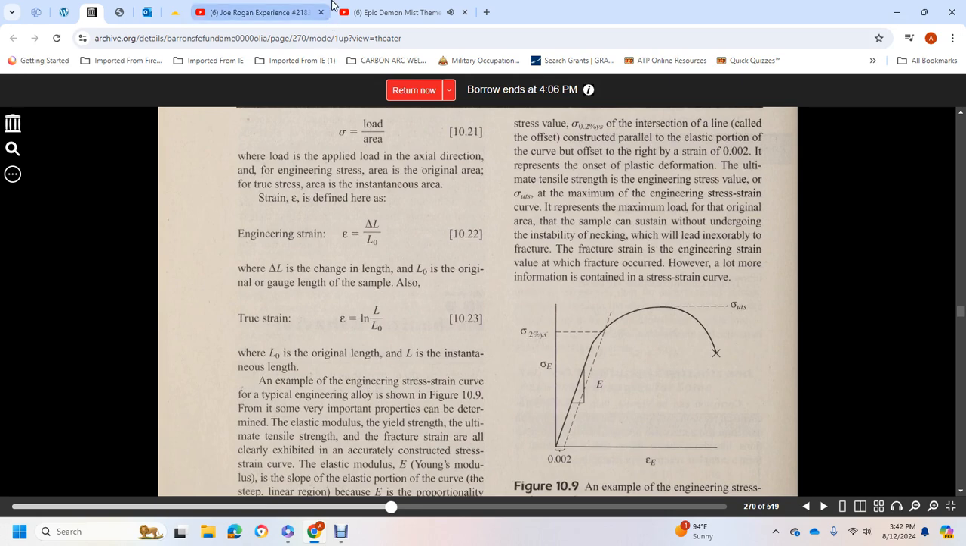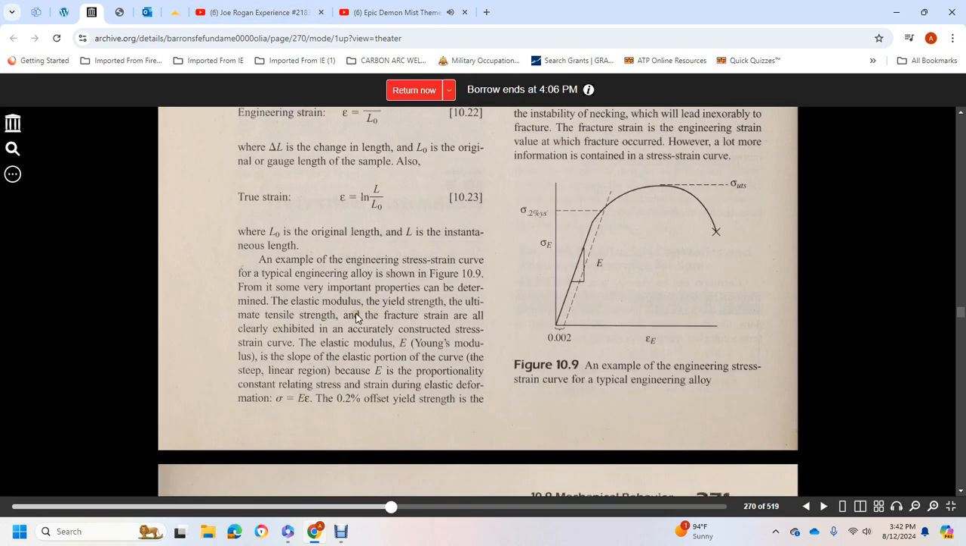The engineering stress-strain curve of a typical engineering alloy is shown in Figure 10.9. Some very important properties are determined from it: the elastic modulus, the yield strength, the ultimate tensile strength, and the fracture strain, all of which are clearly exhibited on the stress-strain curve. The elastic modulus, or Young's modulus, is the slope of the elastic portion of the curve, the steep linear region, while E is a proportionality constant relating stress to strain during elastic deformation.